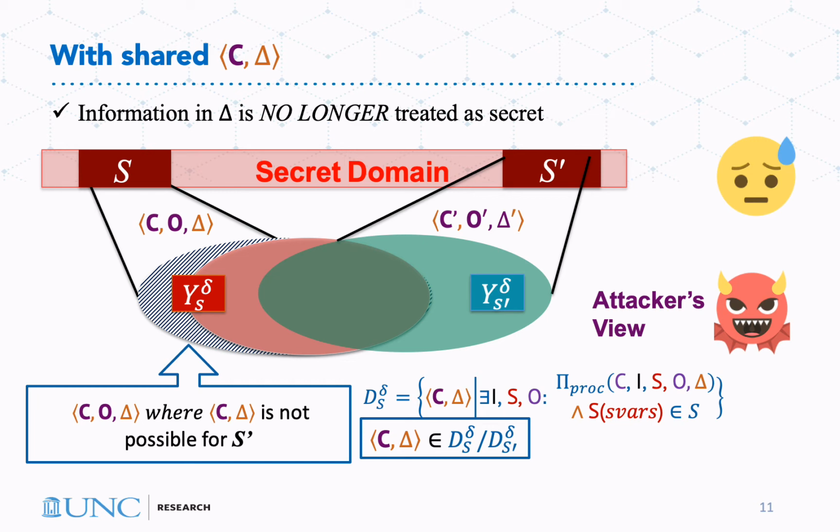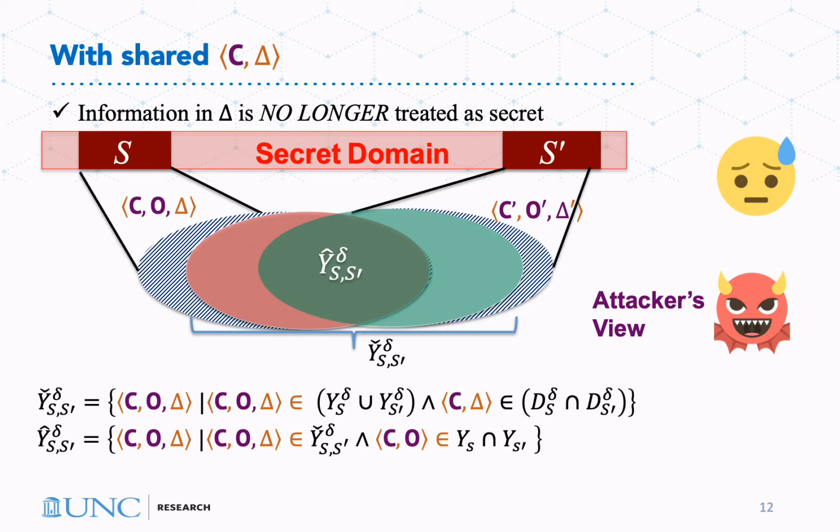Second, since the interference caused by the delta itself is allowed, when using the C, O, delta tuple, I will not consider the tuple when C and delta are not possible for S', as that interference is allowed by the delta defined in the declassification rule. So that is, the shadow area will not be included inside of the attacker's view set.